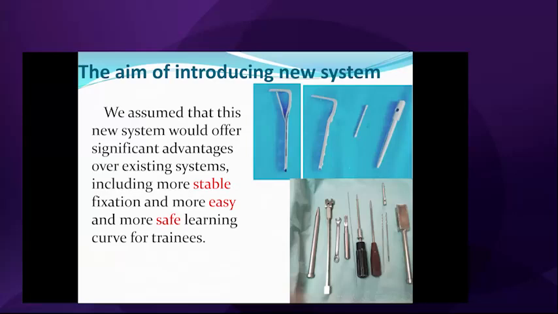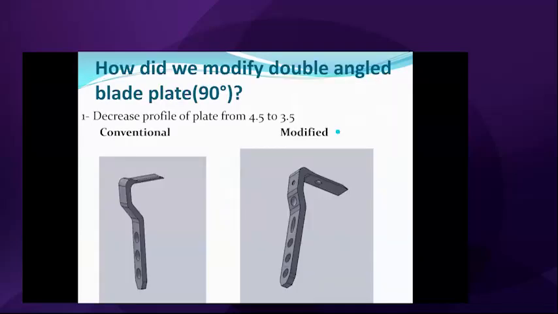We assumed that this new system would offer significant advantages over the existing system, including more stable fixation, easier and safer learning curve for trainees. It offers three possibilities: stable, easy, and safe for new trainees. A new modification is the decreased profile plate from 4.5 to 3.5. This is the conventional plate. This is our new plate, decreased from 4.5 to 3.5.